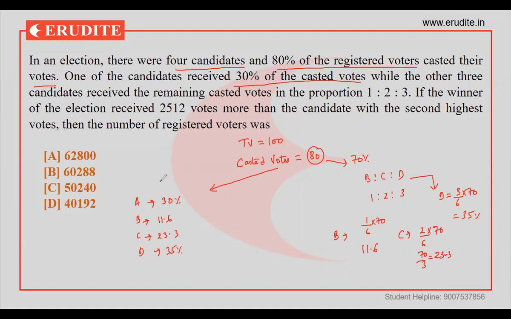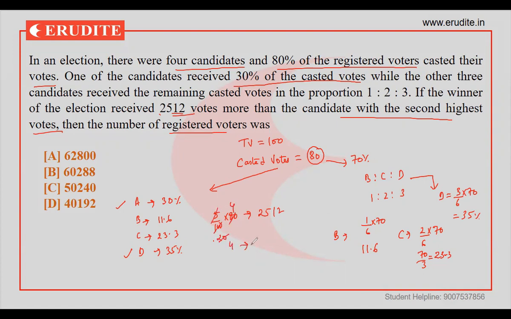Now, try to understand what they're saying. If the winner of the election received 2512 votes more than the candidate who received the second highest votes. So the winner out of these four is definitely D, and the second highest is A. So their difference is how much? 5%. 5% of 80 votes is representing how much? 2512. We have to find out the number of registered voters. So registered voters is 100. So it's very easy now.